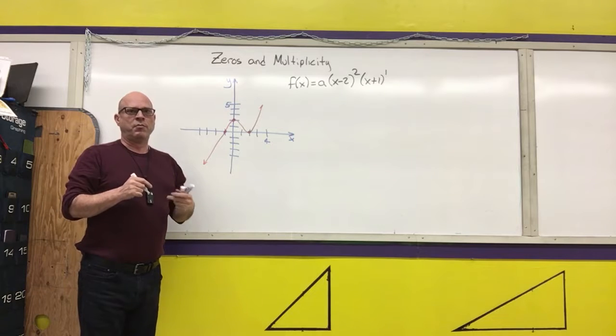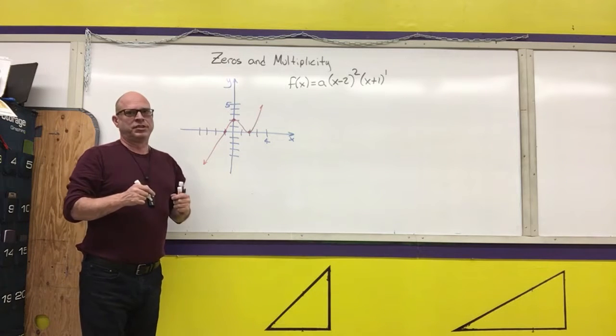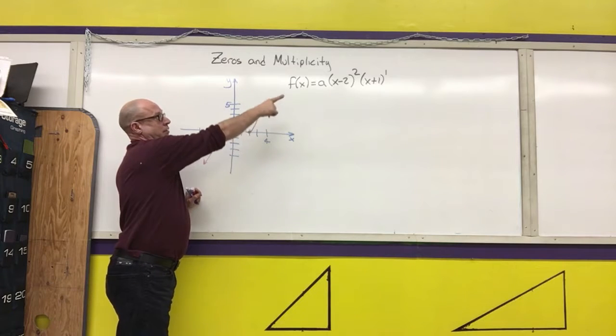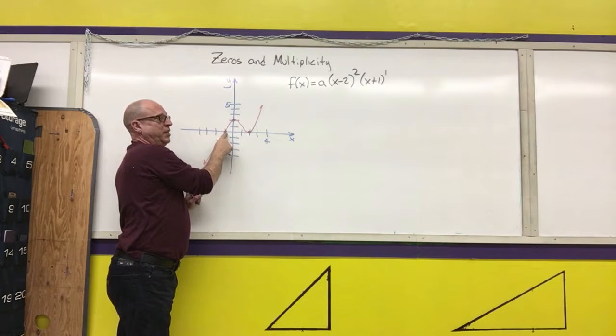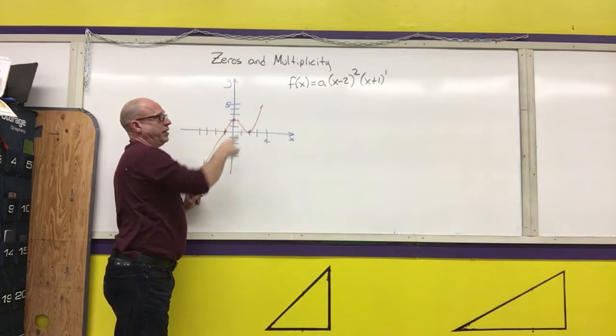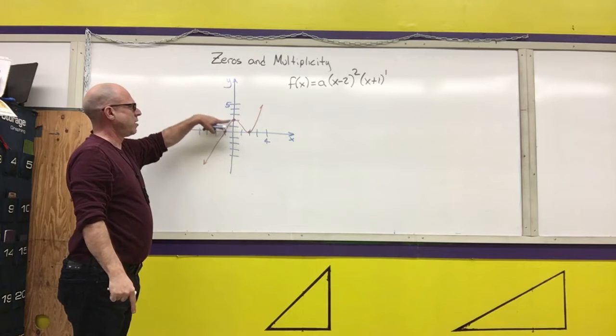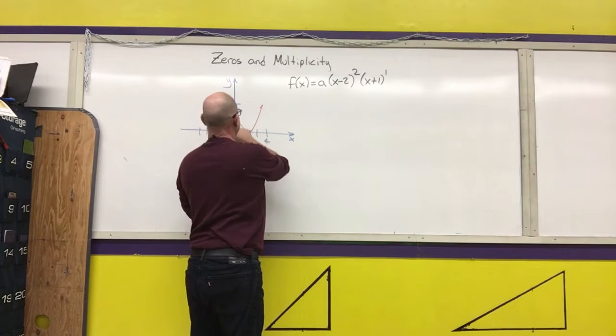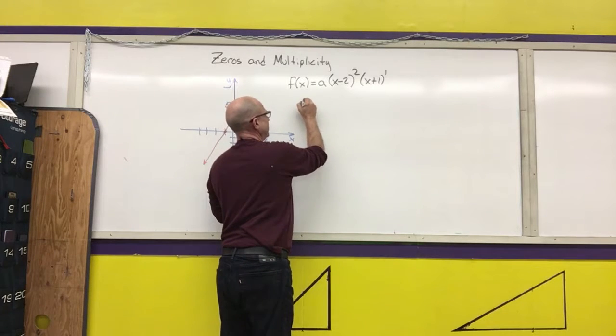The directions for your homework are going to be write the polynomial function of least degree. Well, the least even number is squared. And the least odd one here would be to the 1st power. So we're going to start there. Now we're going to use 0, 2 to actually find our a. Well, when x is 0, f of x is 2.